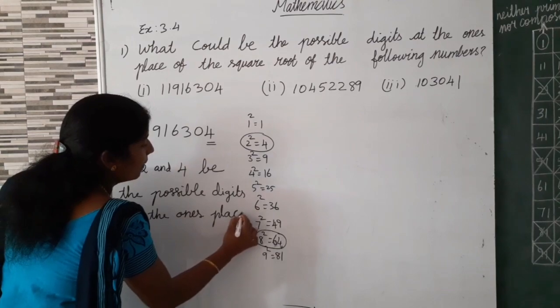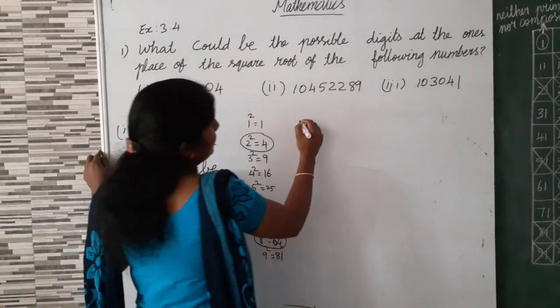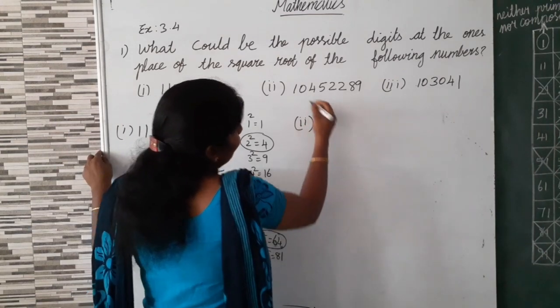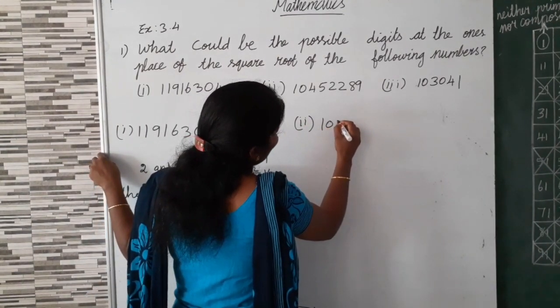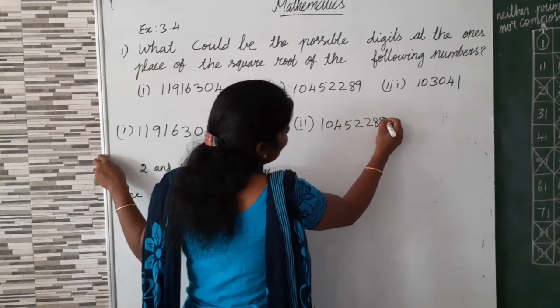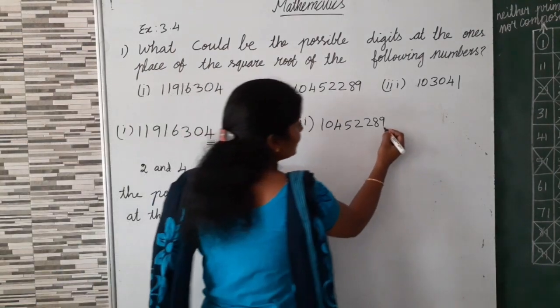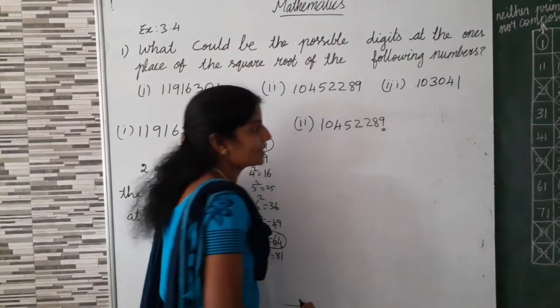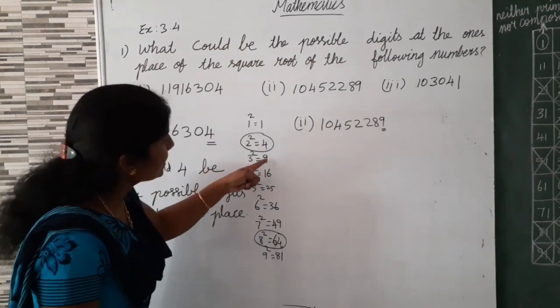Clear? Now, second question. Here 1 crore 45 lakh 52,289. Now here listen. What is the ones digit? Ones digit is 9. What's the possible way? Here 3 square means 9.